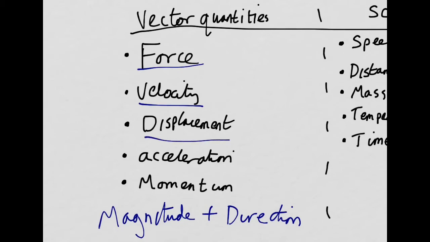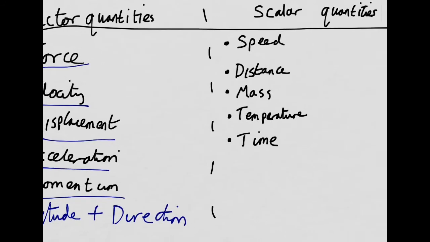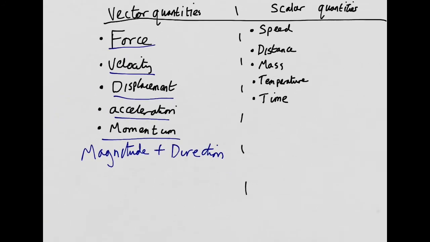Displacement, we'll learn a bit more about that later on in the topic. Acceleration, that's a vector quantity. Okay, you can have positive acceleration, it means something's speeding up. Or you can have negative acceleration, that means it's slowing down. And we've got momentum as well, which we will come across and look at in quite some detail later on in the series.